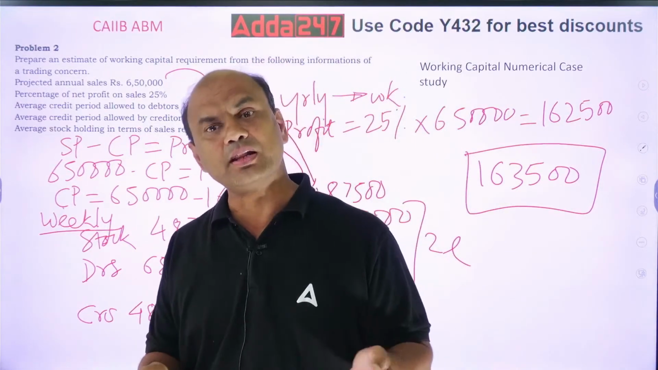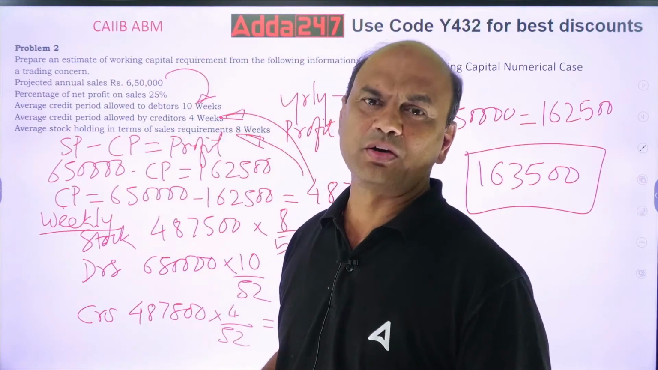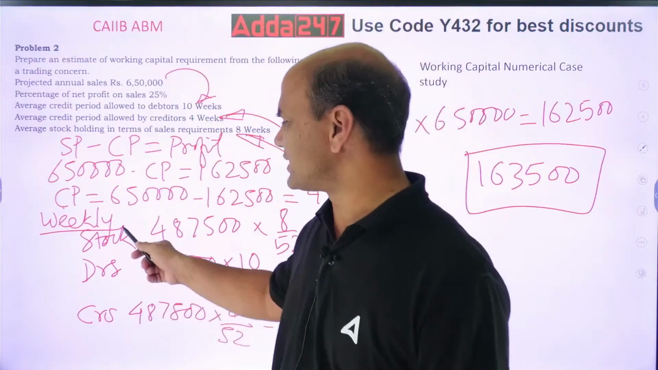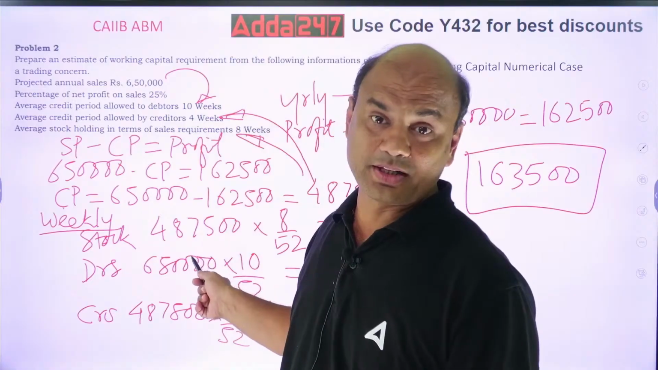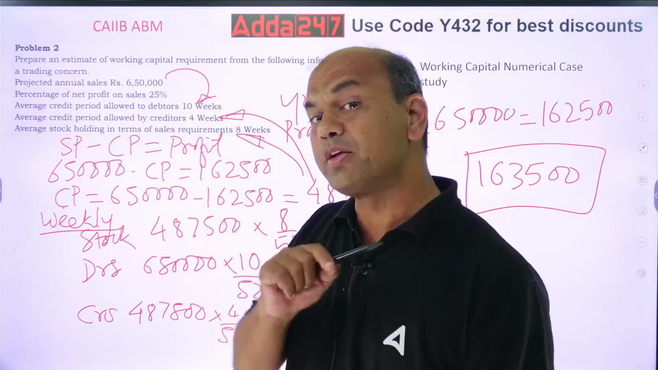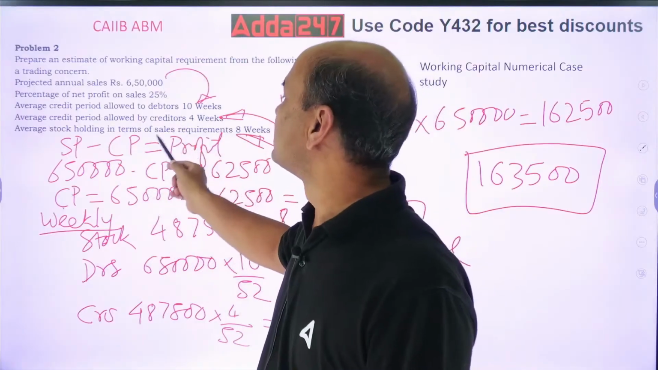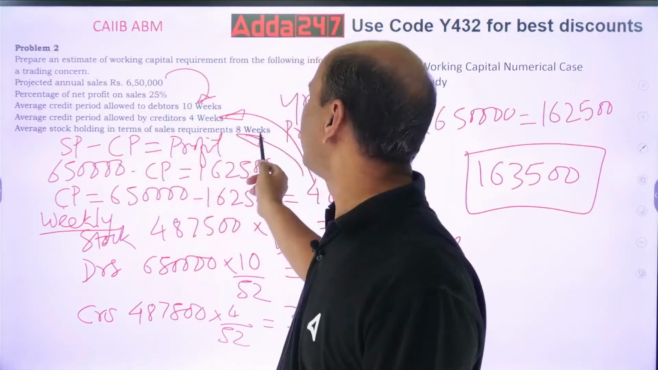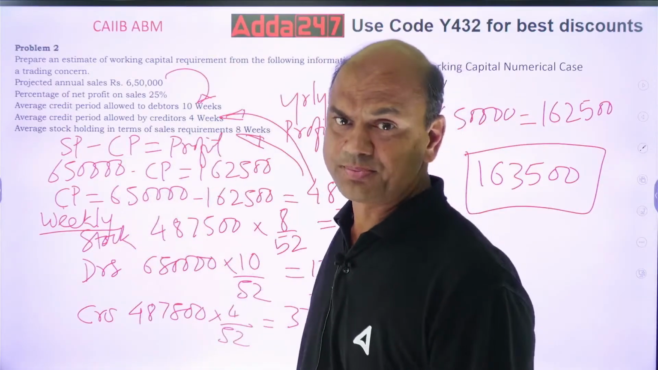Inventory means raw material. It will always be on cost price, right? So it will always be based on cost price: 487,500. Now this is for 1 year. I have to find out for how many weeks? Stock holding is for 8 weeks. Numerical, 8 weeks.